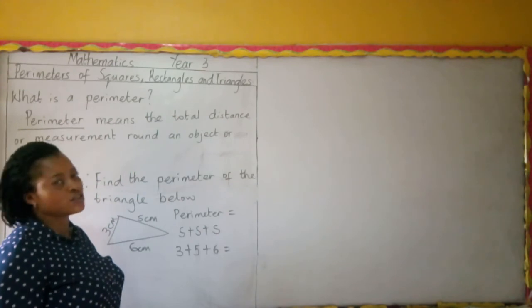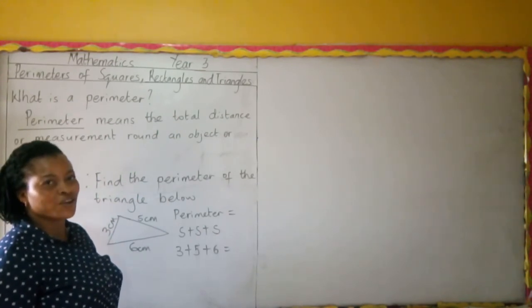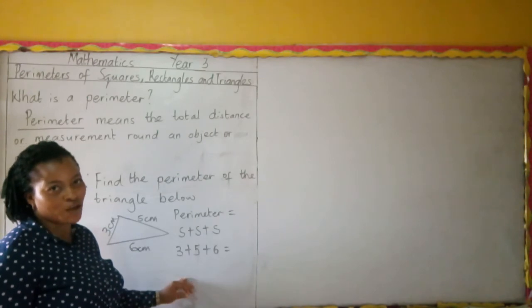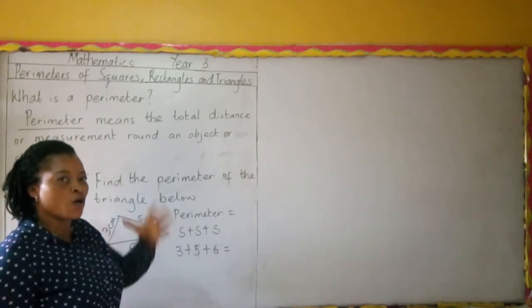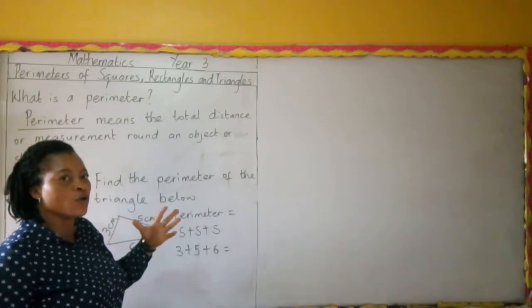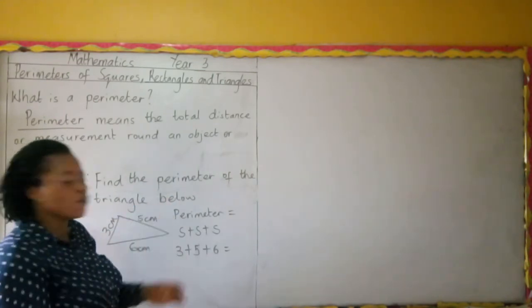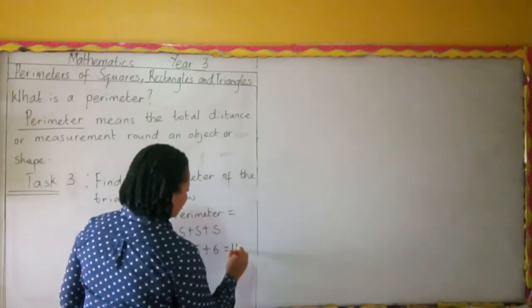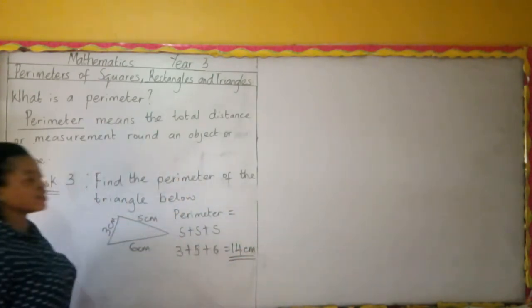Can you remember? You tell me. Think. You don't know? Should I help you out? 8 plus 6. Carry the bigger number in your head and the smaller number in your hand. So we go 8, 9, 10, 11, 12, 13, 14 cm. Do you see that?